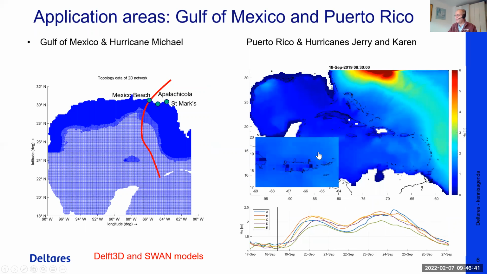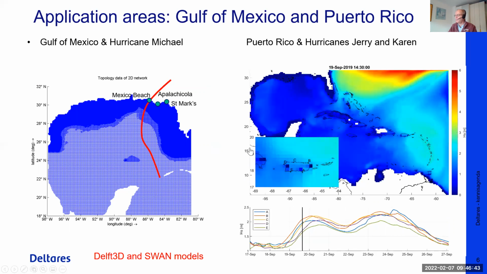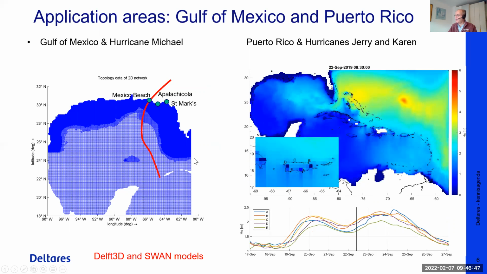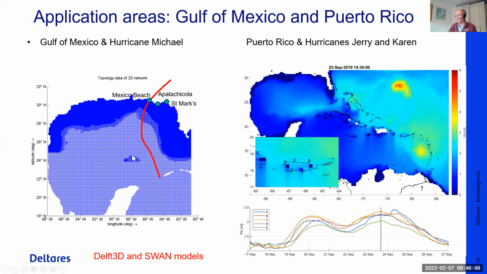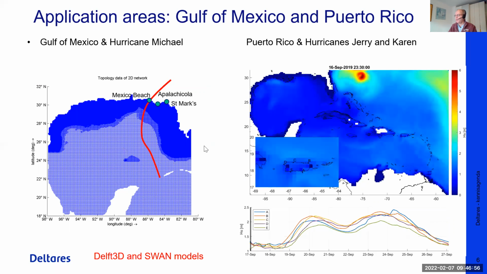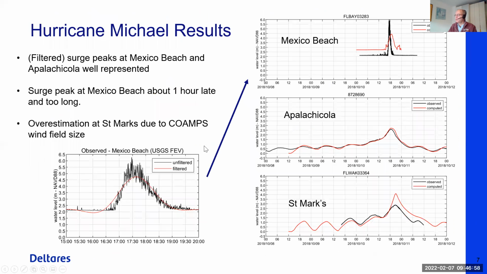And here is already an animation of a Delft3D and SWAN model, which provide boundary conditions for the Puerto Rico case. And on the left side, we're looking at a Delft3D model for the Gulf of Mexico. Some of the results for those three locations, Mexico Beach, Apalachicola, and St. Mark's, where we see that the model is performing fairly well in red relative to the observations.